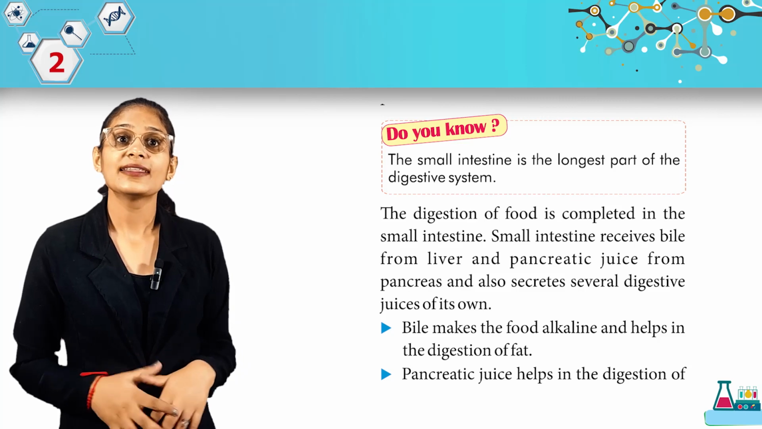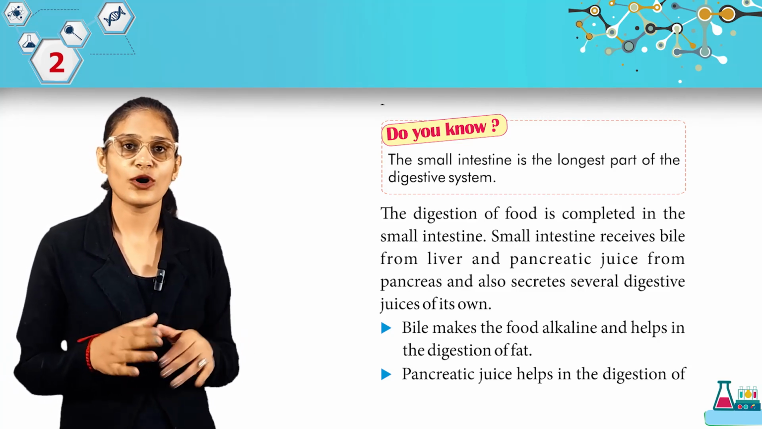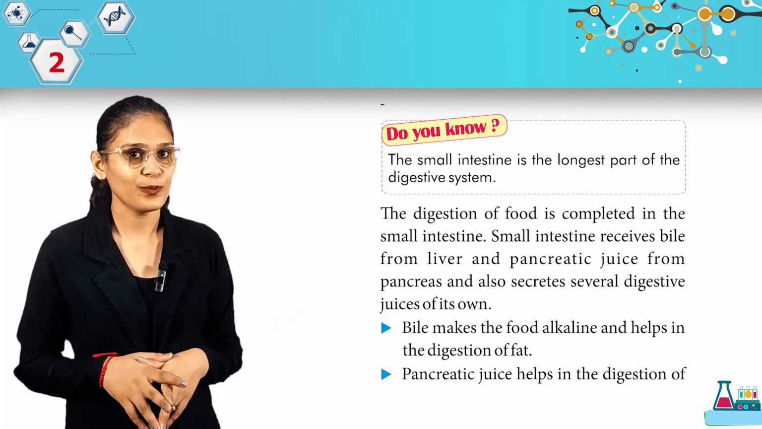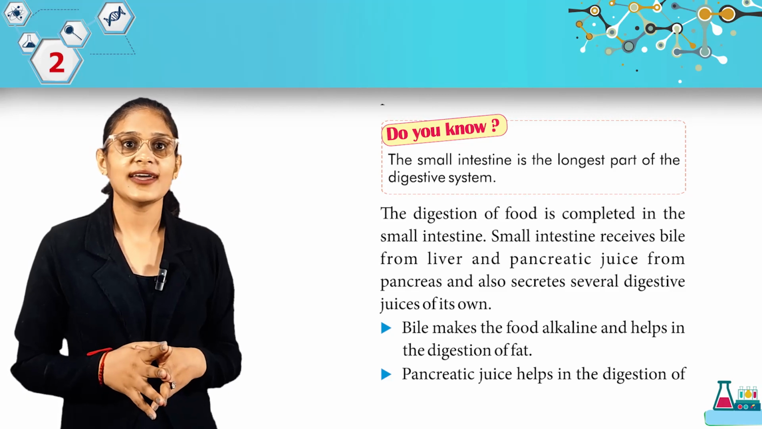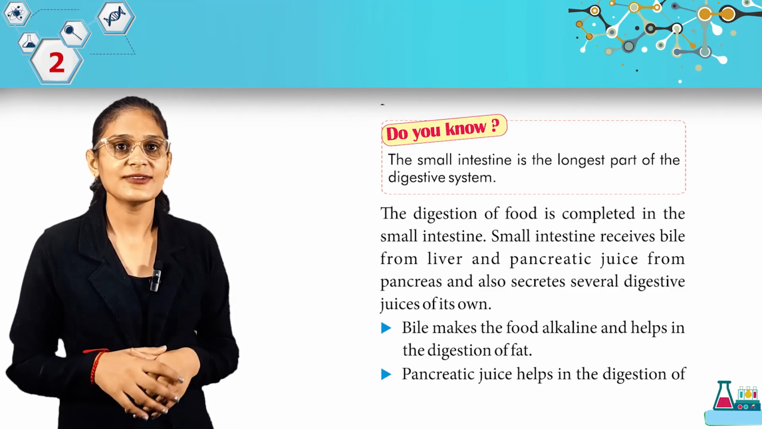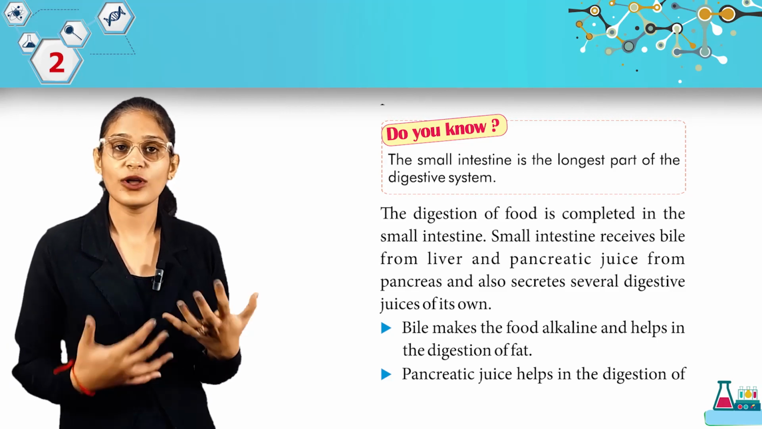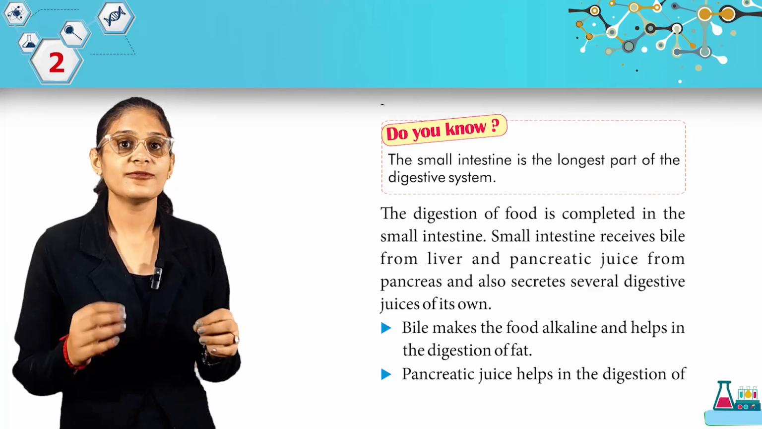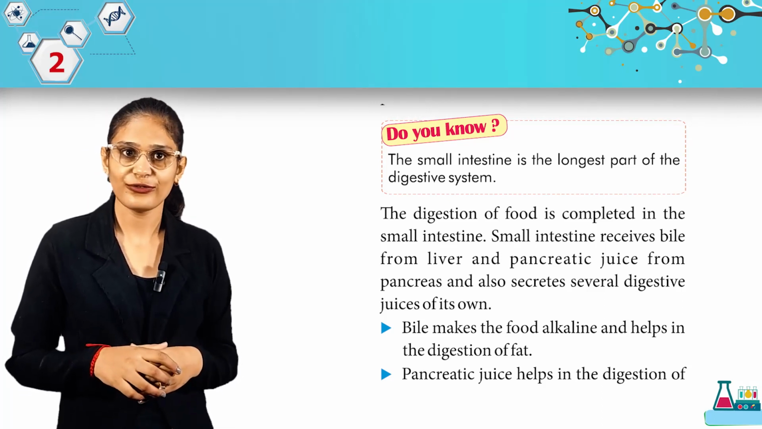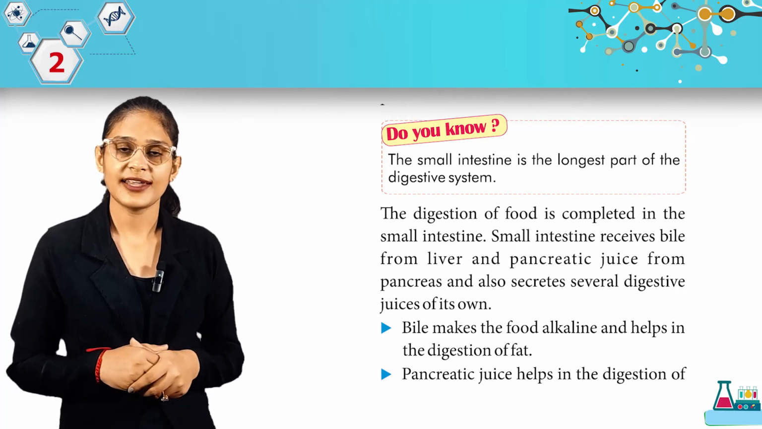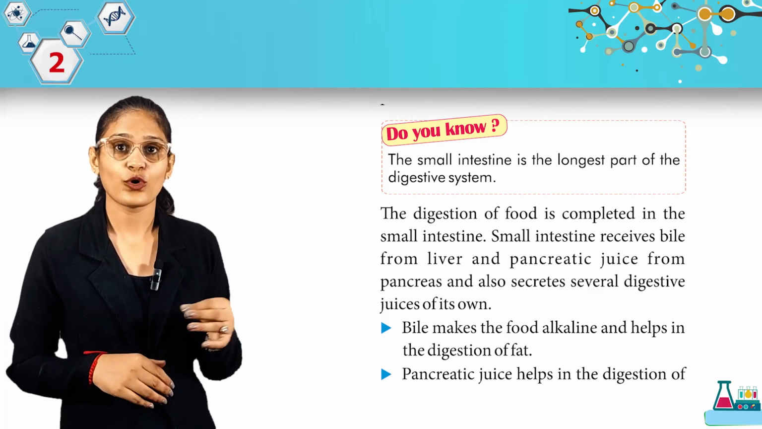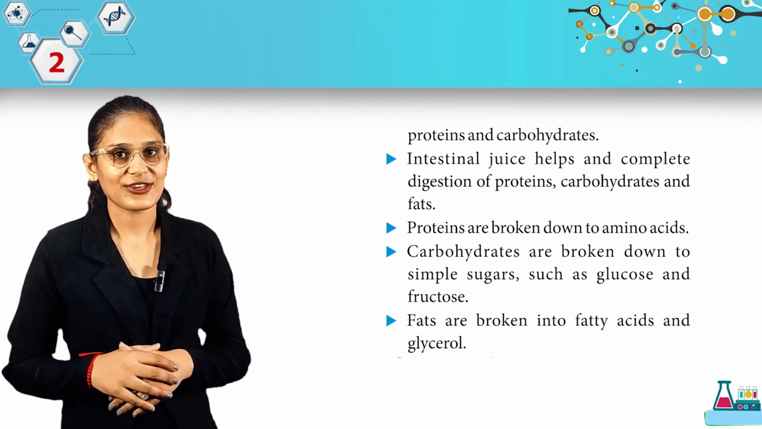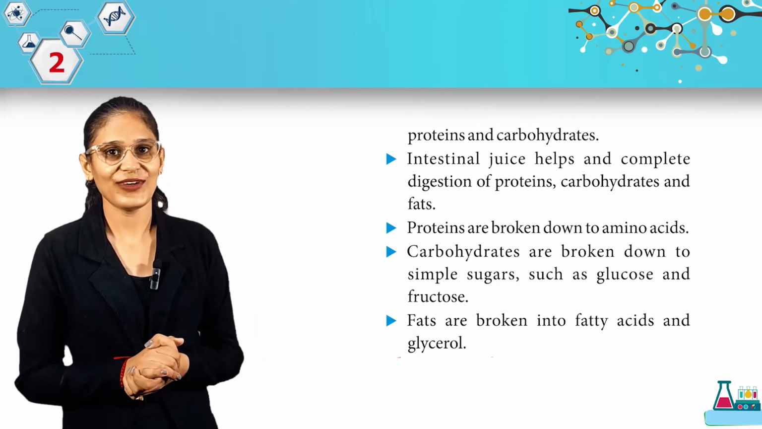Okay, students, now the digestion of food is completed in the small intestine. The small intestine receives bile from the liver, pancreatic juice from the pancreas, and secretes several digestive juices of its own. So, students, small intestine में digestion of food complete हो जाता है. Okay, look here. Bile makes the food alkaline and helps in the digestion of fat. Pancreatic juice helps in the digestion of proteins and carbohydrates. Intestinal juice helps in complete digestion of proteins, carbohydrates and fats.